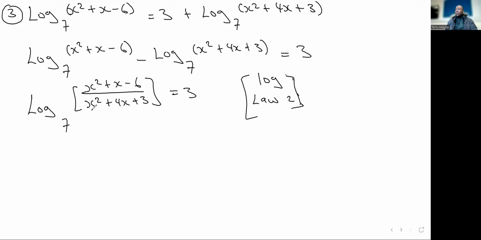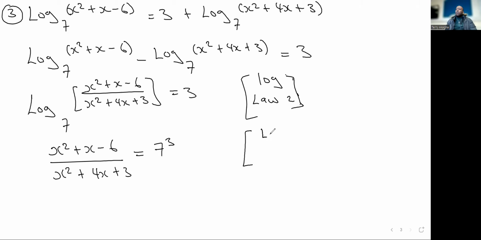Then the next part is that I'm going to apply the index law. All right, law 13. So we're going to have 7 raised to the power 3 is equal to all this. So that means we have (x squared plus x minus 6) divided by (x squared plus 4x plus 3) is equal to 7 raised to the power 3. So this is law 13 on that logarithm. You can go back and have a look at the law that I applied here.